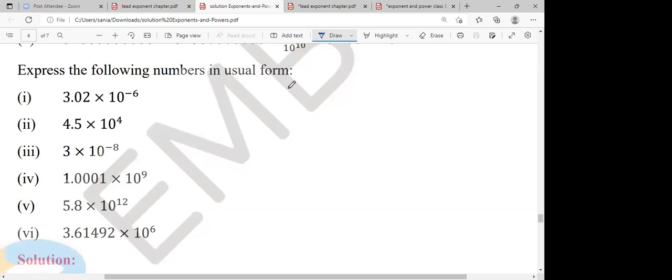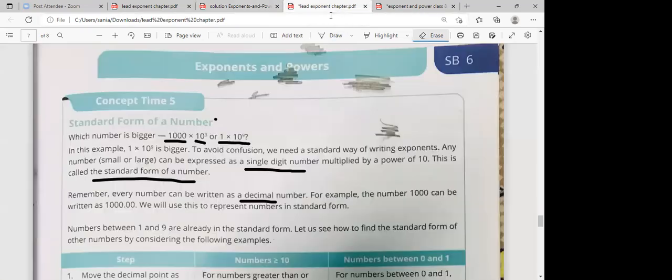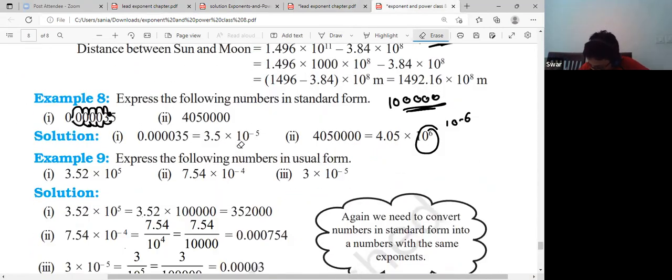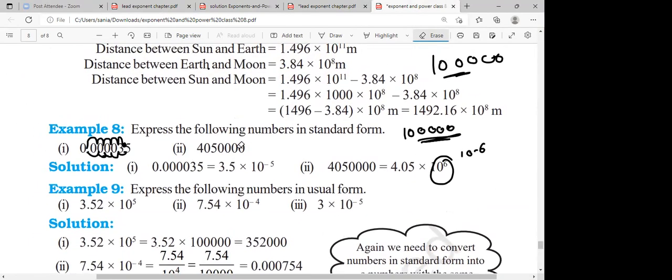Now you are going to do this. Express the following numbers in usual form. Just a minute, sir. Ma'am, but I got two of them wrong. Yes, I'll just tell you why.